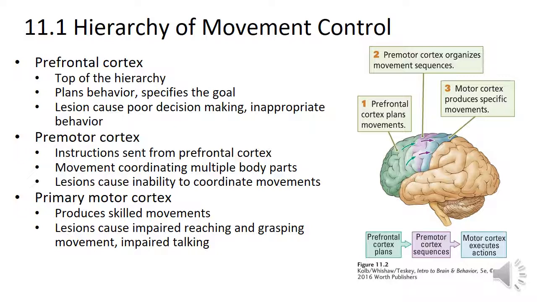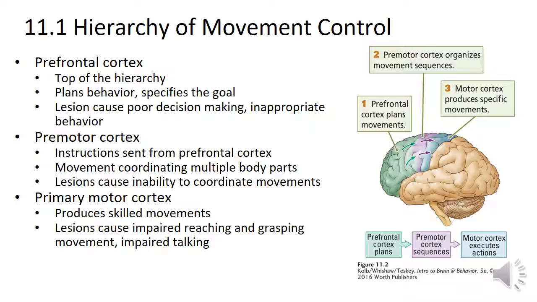So if you're going to pick up a cup, the goal is to pick up the cup, that the cup gets into my hand. Lesions to the prefrontal cortex cause poor decision making and inappropriate behavior. People with prefrontal cortex lesions act sexually inappropriate, and they know that this behavior is incorrect, but they can't seem to make a different decision. They can't seem to inhibit behaviors that they know are not going to bode well for them.